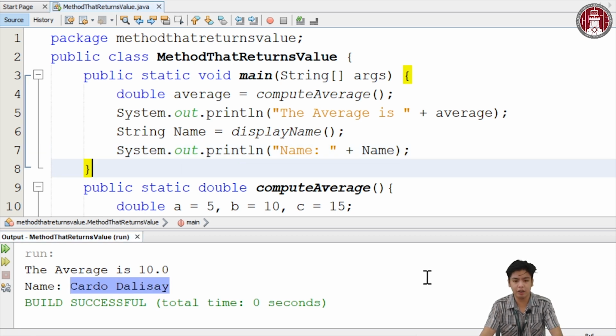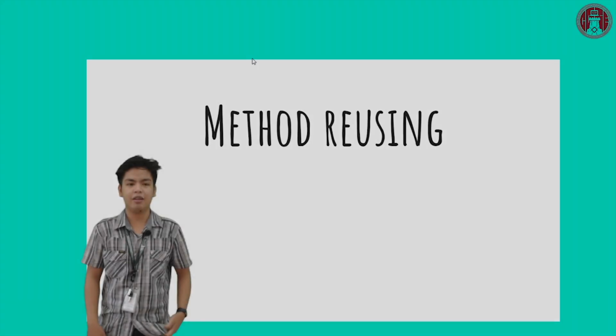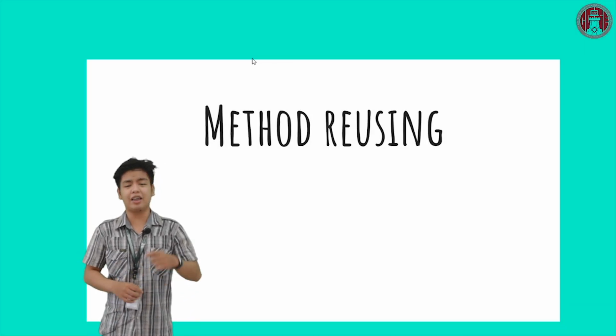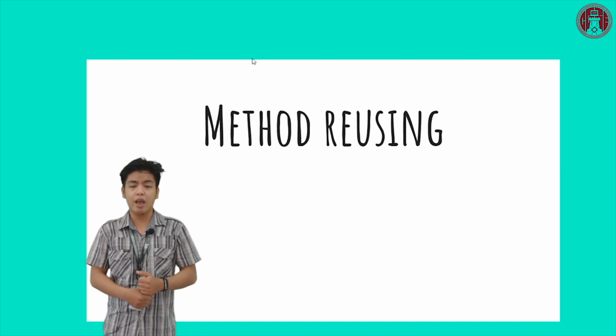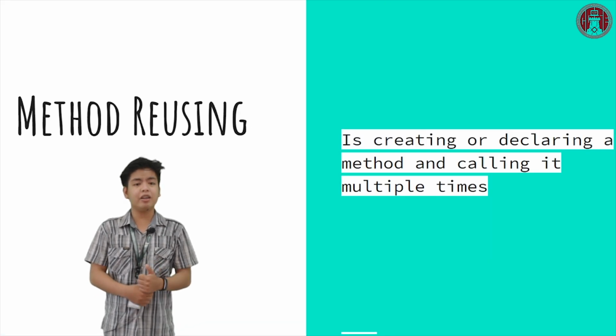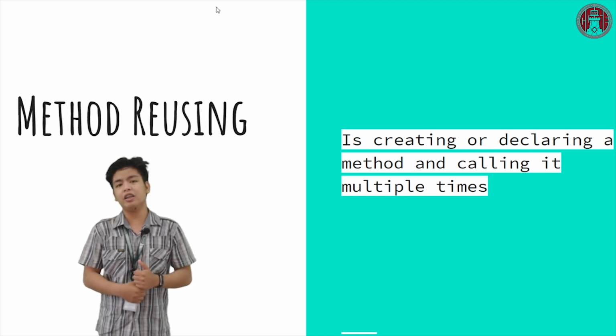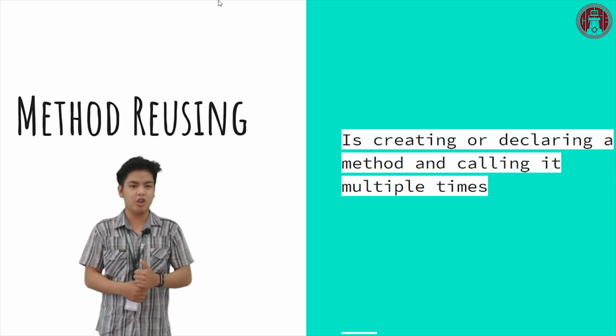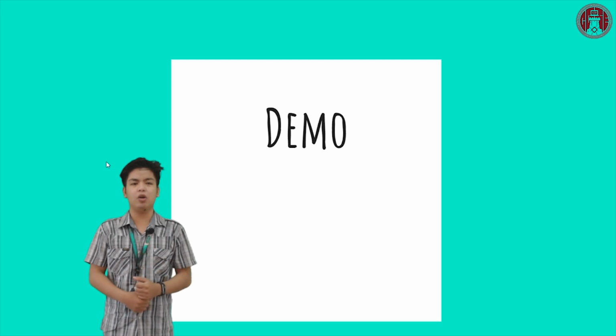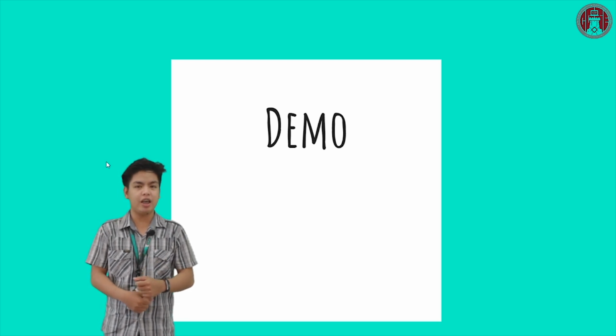That's it for this topic. Let's go to method reusing. Let's discuss now the second topic of our video, method reusing. Method reusing is creating or declaring a method and calling the method multiple times in your program. Let me show you how to use method reusing in programming.